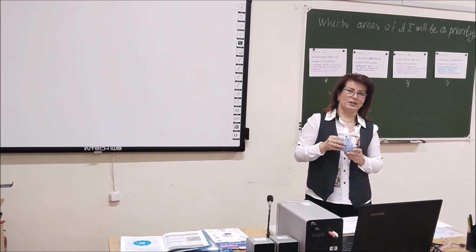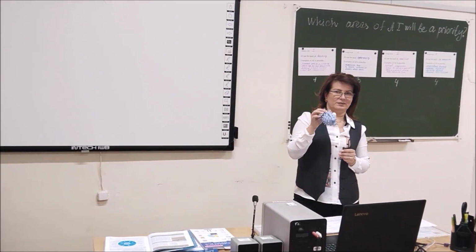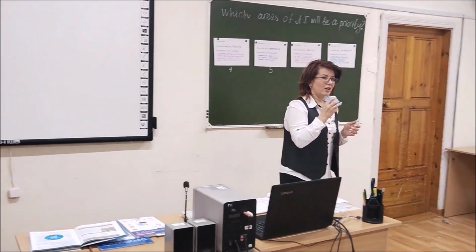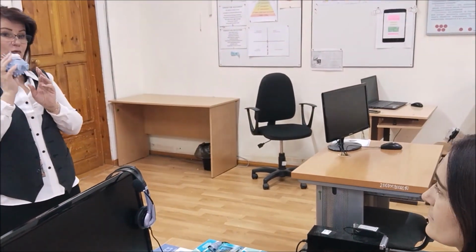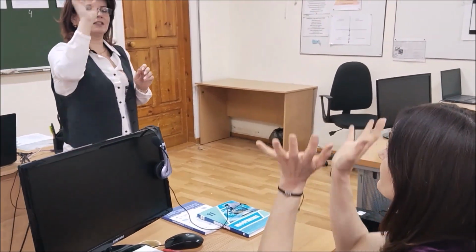Now we will have a relaxing time. We will play with words. You should tell me the Russian or English equivalents. The first one, искусственный интеллект. Artificial intelligence. Thank you.